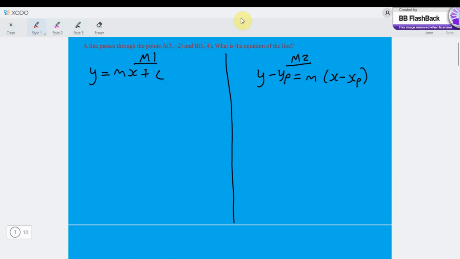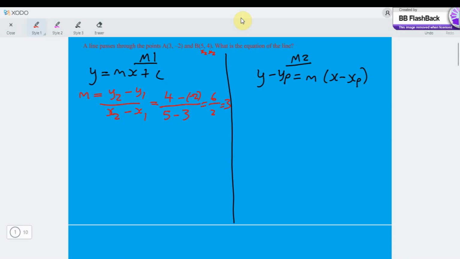In this first example, you're required to find a gradient and the y-intercept. The gradient is y2 minus y1 over x2 minus x1. Let's say this is our x2 and y2. So it would be y2 4 minus y1 negative 2 over x2, which is 5, minus x1. So that is 6 over 2, which is 3. So the gradient is positive 3. Then we need to find c.